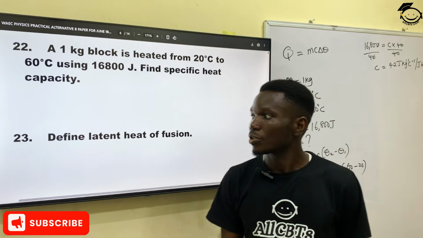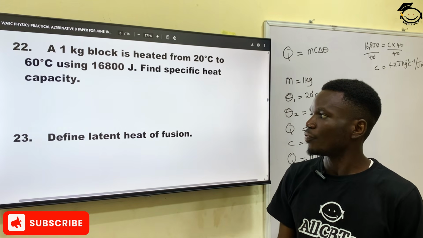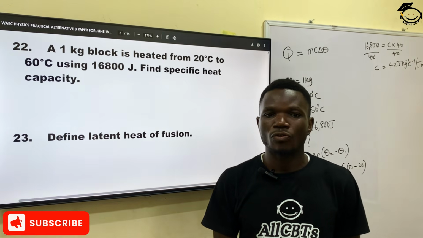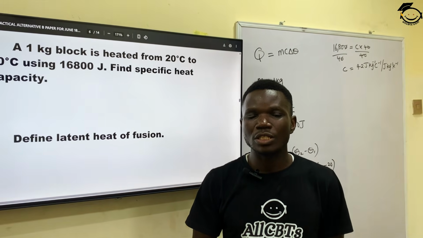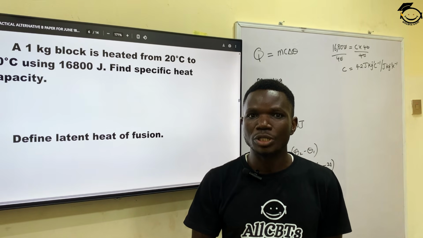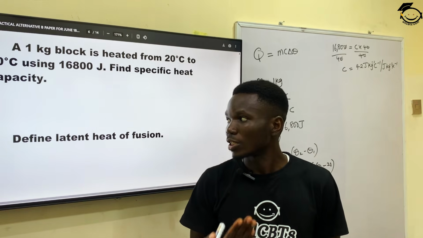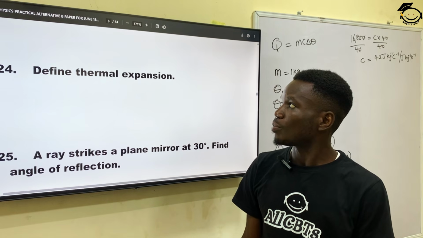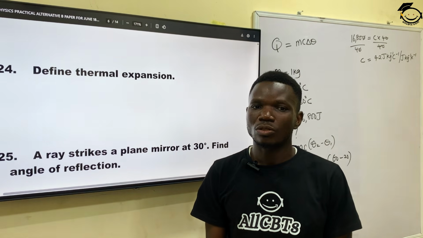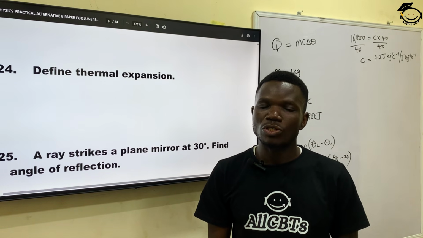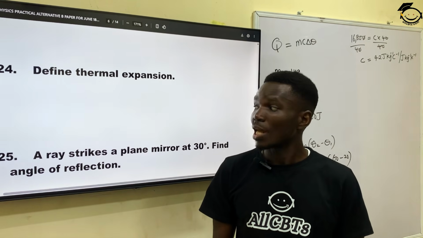Moving on to the next question, that's question number 23. Define latent heat of fusion. Latent heat of fusion can be defined as the quantity of heat required to melt a solid completely to liquid without a change in temperature. Moving on to the next question, question number 24, is to define thermal expansion. Thermal expansion is simply increase in size, which could be increase in length, area, or volume as a result of increase in temperature.